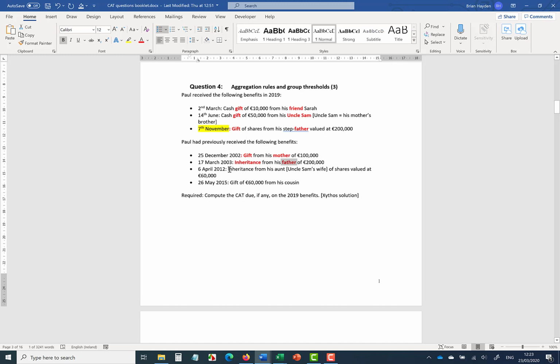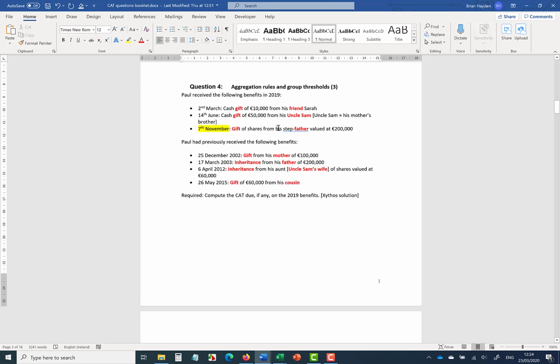In April 2012, an inheritance from his aunt. Okay, so again, no small gift exemption. And this is from Uncle Sam's wife, so that's actually going to constitute a stranger. Uncle Sam is his mother's brother, and his wife is not a sibling of his parents, so that'll be a stranger. Okay, and finally a gift of 60,000 from his cousin. Okay, so it's a gift, and cousins are actually deemed to be strangers for CAT purposes.